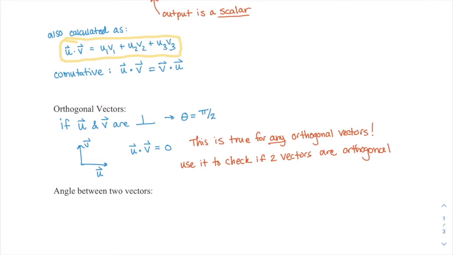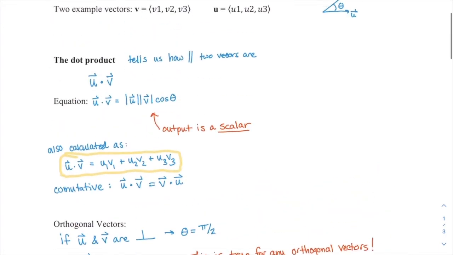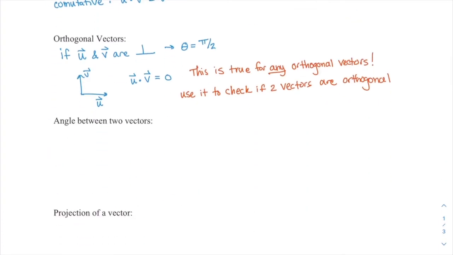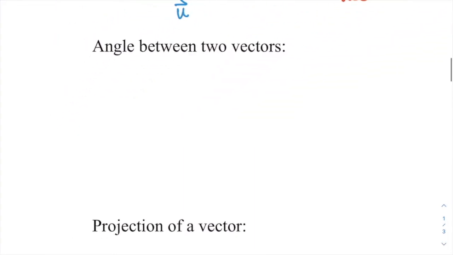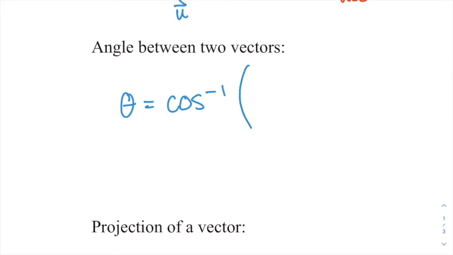Another application of the dot product is to find the specific angle between two vectors. If we rearrange this equation we have up here, and use the law of cosines, you can find the angle between two vectors if you don't know it. So the angle between two vectors is the inverse cosine of the dot product of two vectors divided by the products of their magnitudes. So the magnitude of u times the magnitude of v.